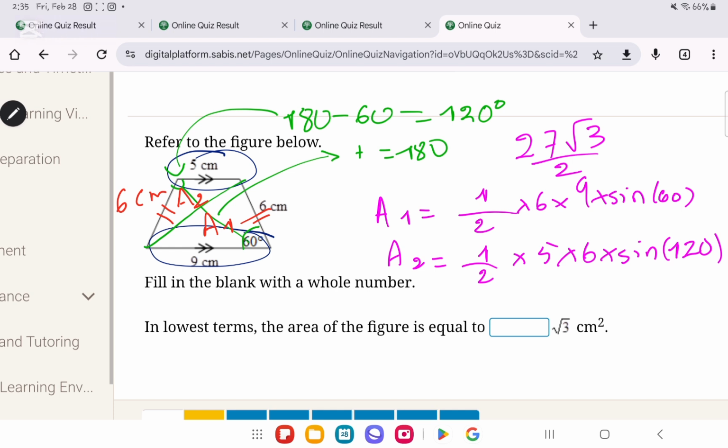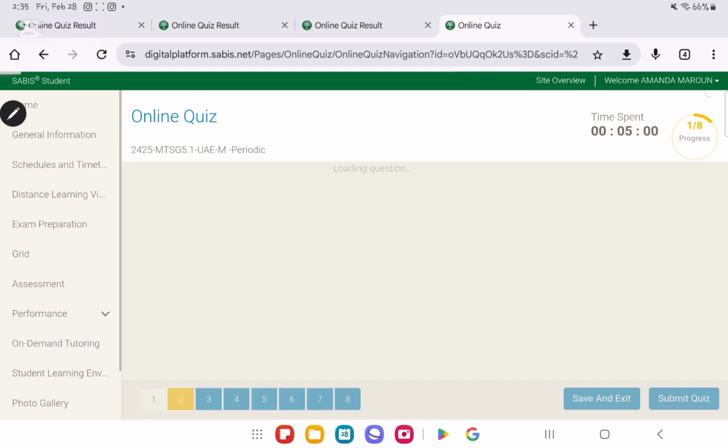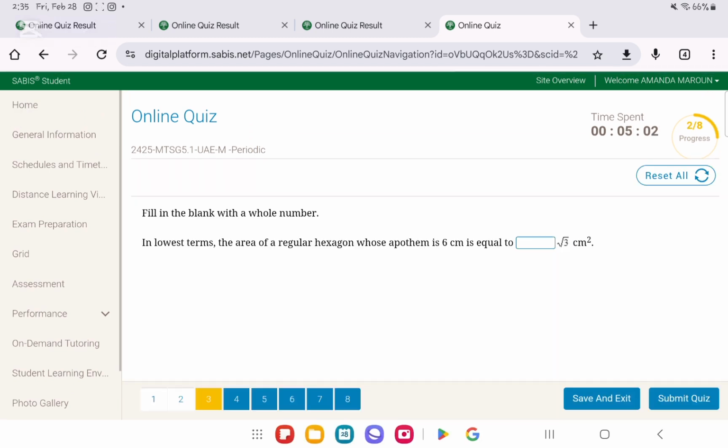And then for area 2, it's gonna be 1/2 times 5 times 6 times sine 120. And you are gonna get 15 radical 3/2. Add them to each other, and you are gonna get an answer which is 21 radical 3. So the answer over here is supposed to be 21 radical 3. We move on to question number 3.